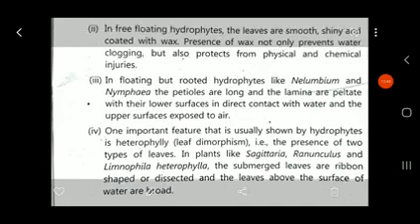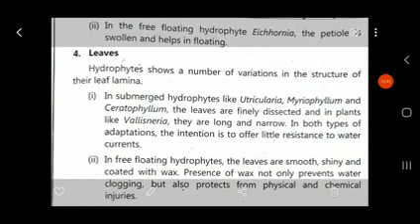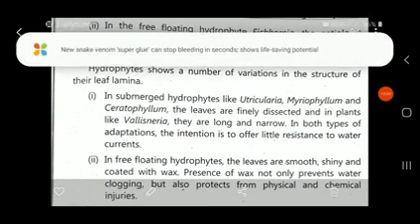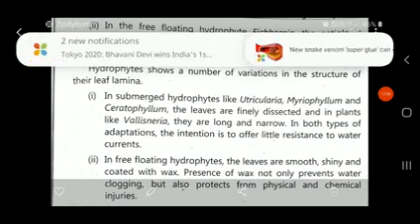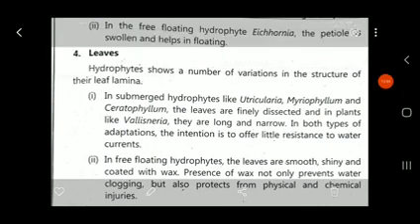Leaves also show some important adaptations. Hydrophytes show a number of variations in the structure of their leaf lamina. In submerged hydrophytes like Utricularia, Myriophyllum and Ceratophyllum, the leaves are finely dissected, sometimes very small, and in plants like Vallisneria, they are long and narrow. In Vallisneria, as you see, these leaves are long and narrow.